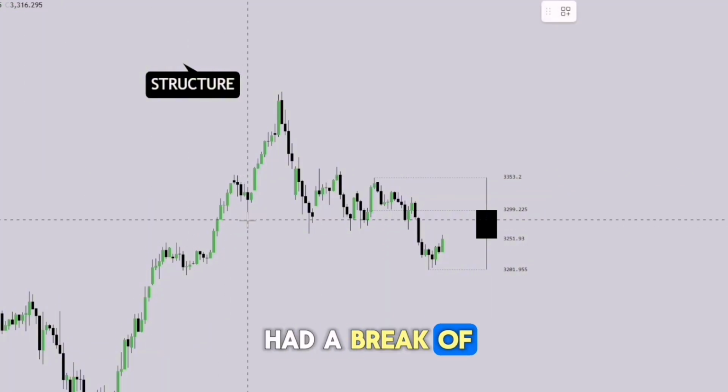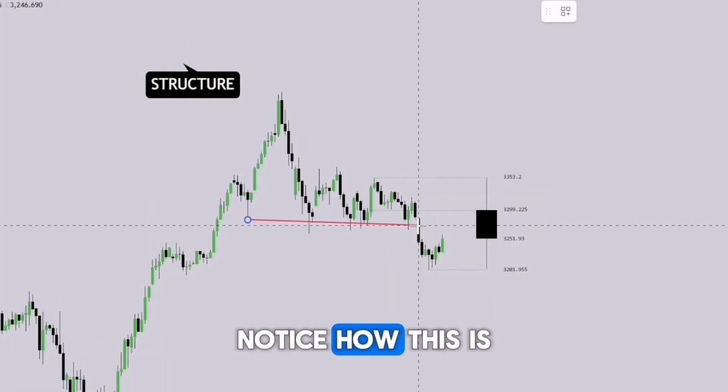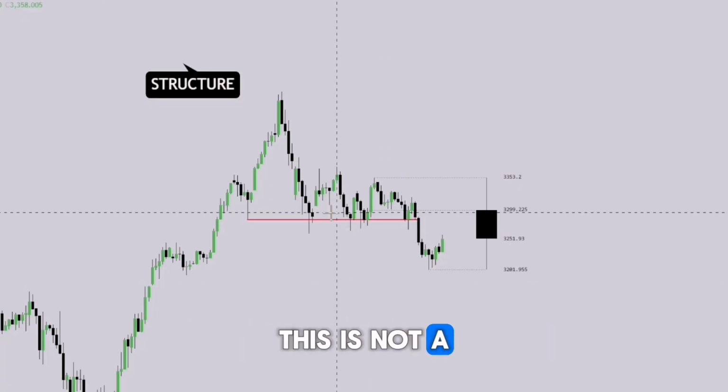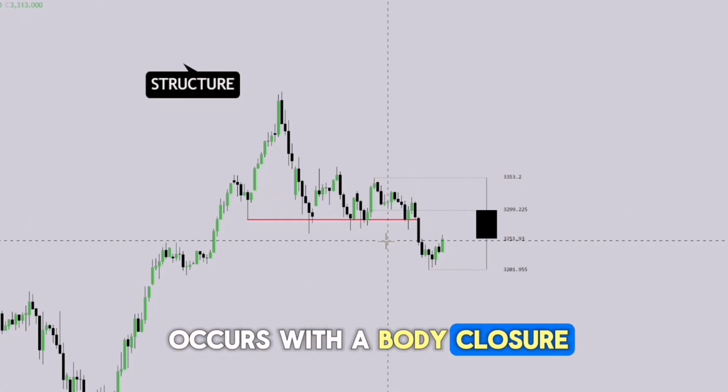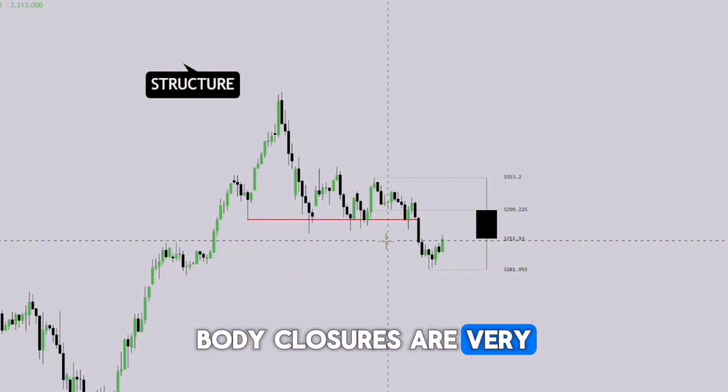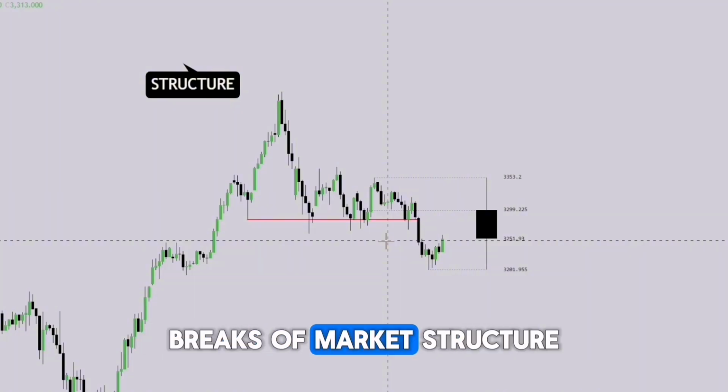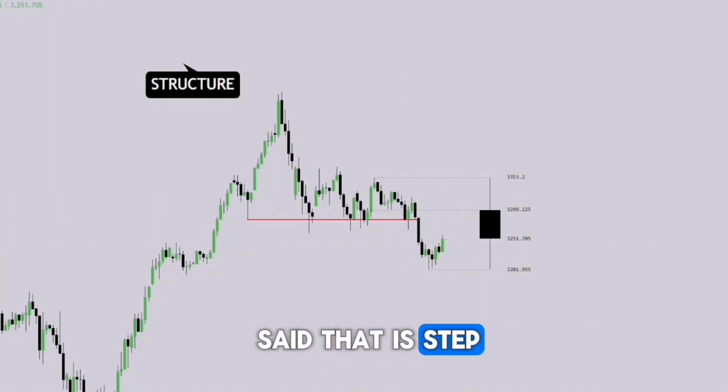So now that we've had a break of structure just over here, notice how this is not a break of structure, this is not a break of structure, this is the break of structure because it occurs with a body closure. Body closures are very important for higher time frame breaks of market structure. Now with that being said, that is step number one.